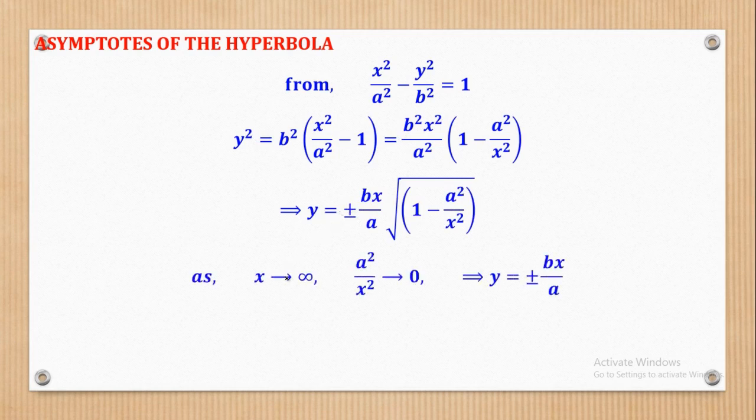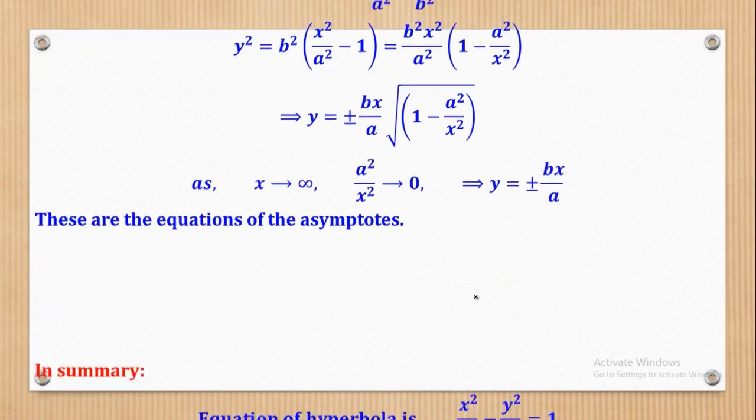Now we shall say that as x tends to infinity, the whole of this, because 1 over infinity is 0, tends to 0. And because it tends to 0, we shall only be left with this, because this will be 1 minus 0. Square root of 1 is always 1, so you only remain with that. And those will be the equations of the asymptotes. So the equation of the asymptotes are always in this form, bx over a. So when you have the value of b and the value of a, you can easily state the equation of the asymptote, as we shall see in the questions.